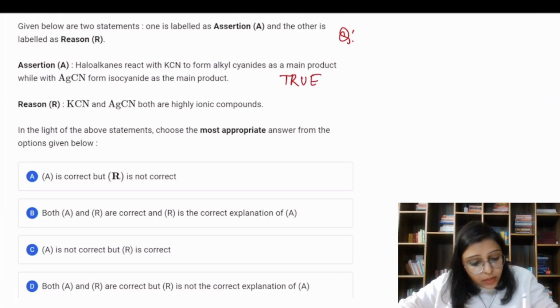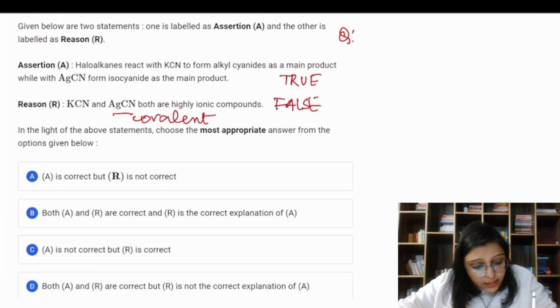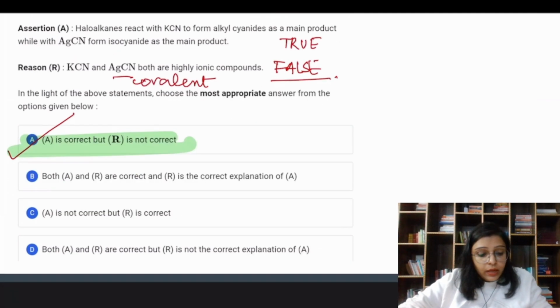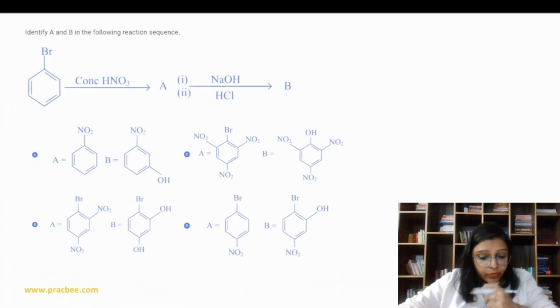KCN and AgCN are both ionic compounds. No. AgCN is covalent. So this is going to be false. So the assertion is true and the reason is false. So option A is going to be the correct answer. Understood or not? Is it clear? Okay. Now let's do the next question.